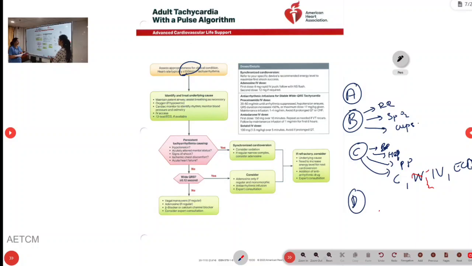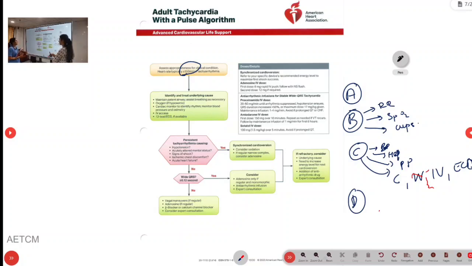So what was done for the patient? Since the patient was hemodynamically stable, we gave a dose of injection adenosine. So at the moment, if the patient is telling no pain, then you can plan on giving adenosine. So before going to adenosine, can you explain this chart?